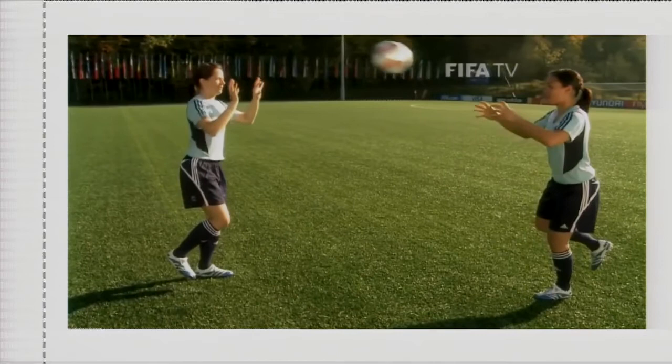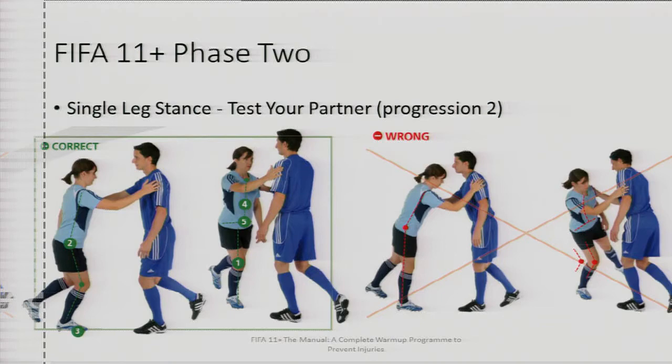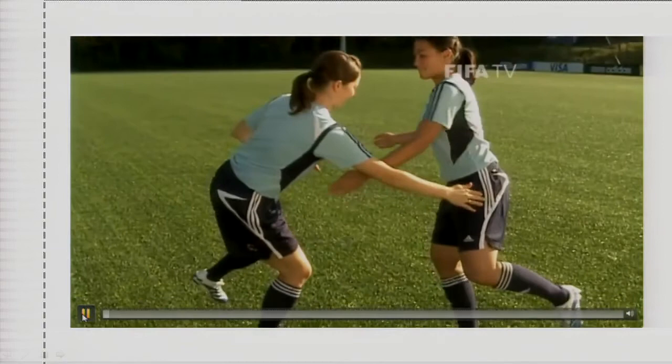All right, so the final part of this progression, you're providing perturbations to your partner. This exercise improves leg muscle coordination and balance.